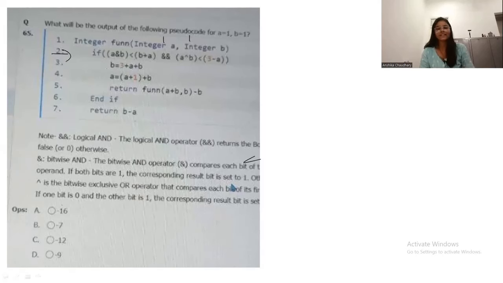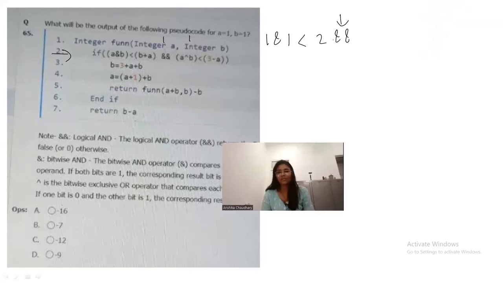Now here in the second line, if a and b, so this and is bitwise AND. So we need to convert them into binary, right? So A and B, that means 1 and 1, is less than B plus A. So B value is 1, A value is 1, so it will become 2 only. And this is the logical AND. A XOR B, so A value is 1, XOR 1, is less than 3 minus A. So what was the value of A? A was 1, so 3 minus A will become 2 only. Right, so this is in this bracket and this is in this bracket.